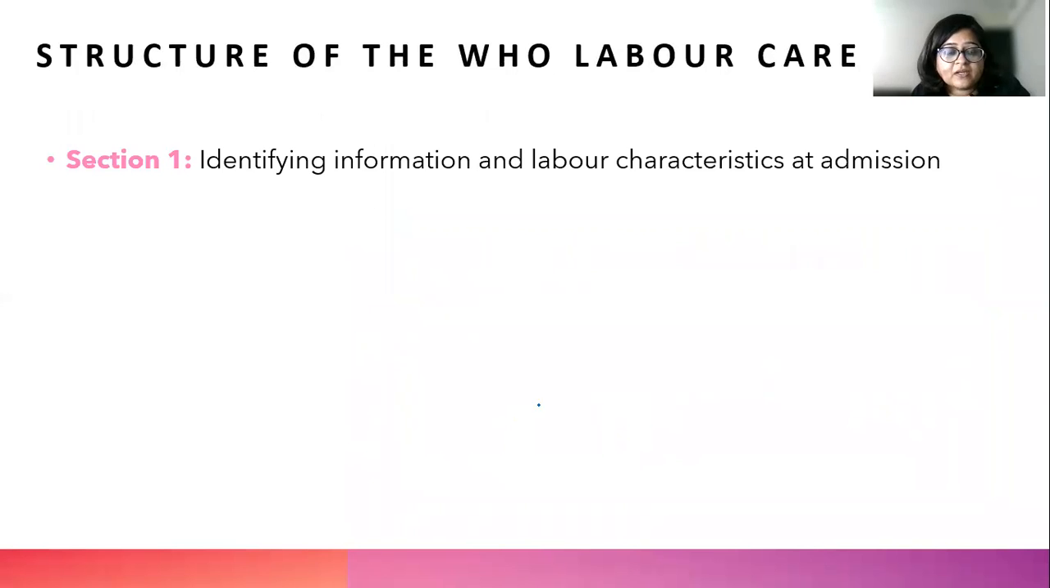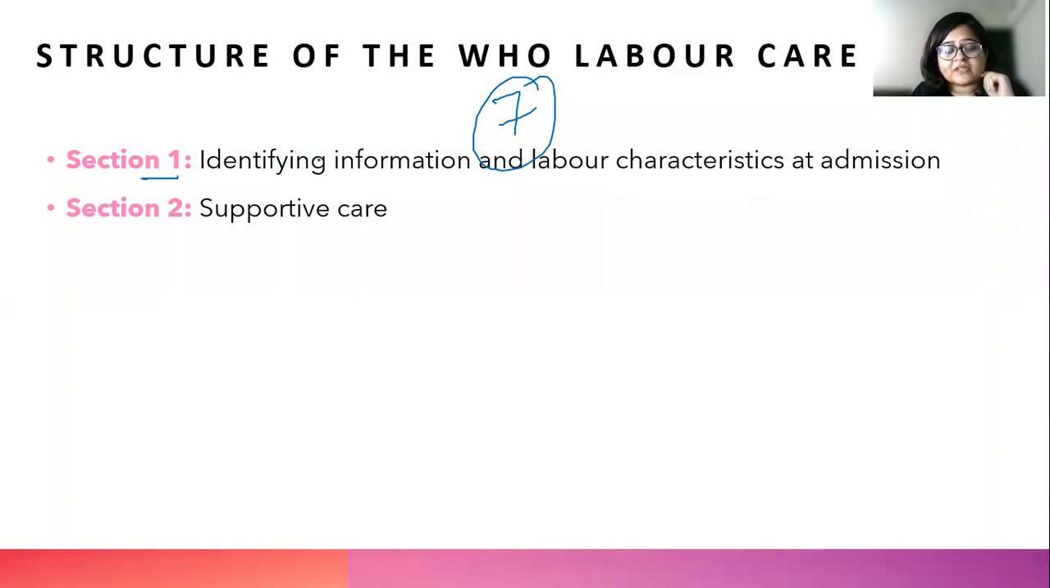Now the structure of the labor care guide. You all know the structure of the old Partograph. The structure of the labor care guide has 7 sections. Remember this. It has 7. It is divided into 7 sections. Section 1 is identification details. We will go a little bit into detail, but not too much, just enough for you to know.